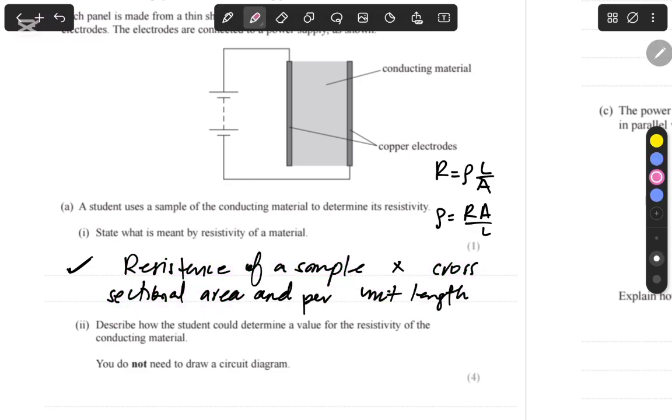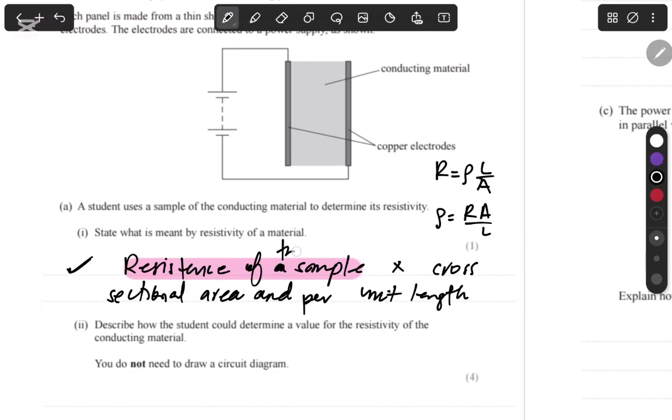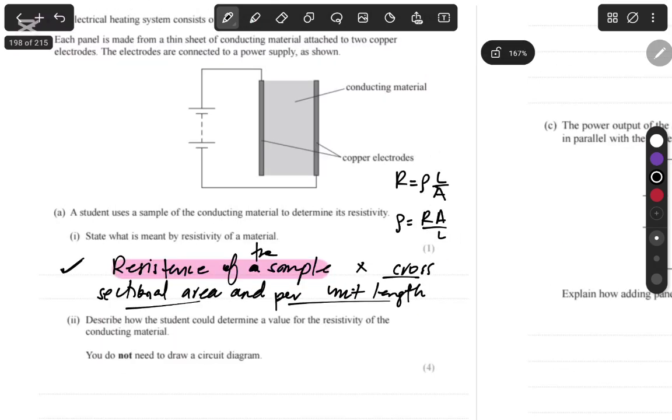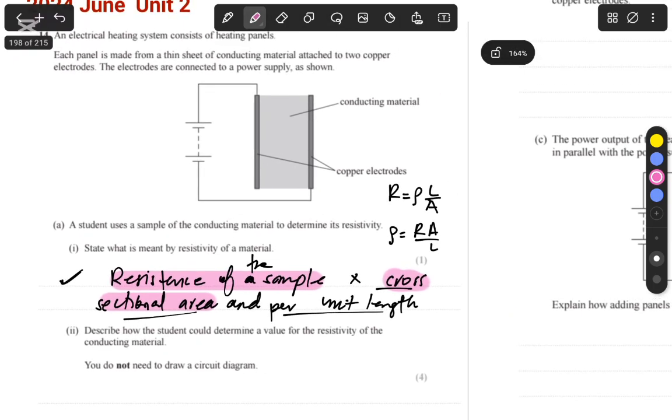So here's the other one that you can write: resistance of the sample, or resistance, I think it's better, times the cross-sectional area and per unit length. Okay, the main thing that they're looking for here, one of the key things, is that you mention cross-sectional area instead of just area. So this definition will also get you the 1 mark, and the one that I wrote will also get you the 1 mark. Okay, so let's move on.